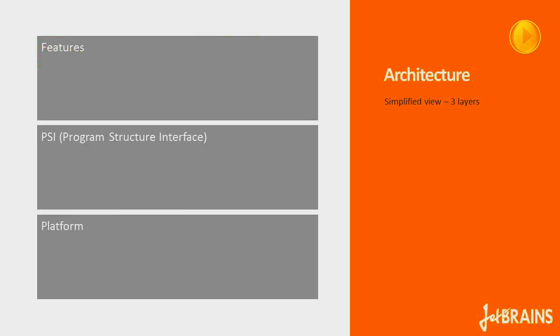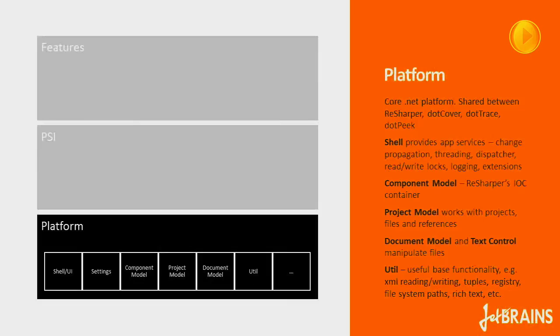Okay, so how does this fit into the architecture of ReSharper? You can think of the way ReSharper is structured with three simple layers. At the bottom we've got the platform. This is the core .NET platform. This is shared across all of JetBrains .NET tools, dotTrace, dotCover, dotPeek, and ReSharper. It provides the low-level features for everything, such as giving you the user interface and the shell for things like threading and locking and logging, and also the support for loading extensions.